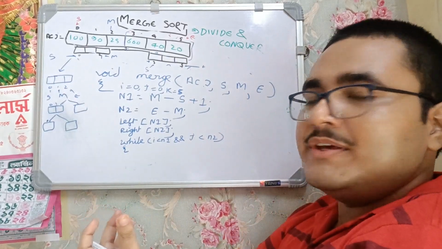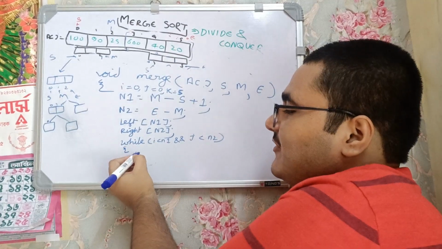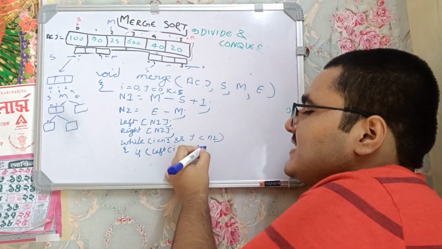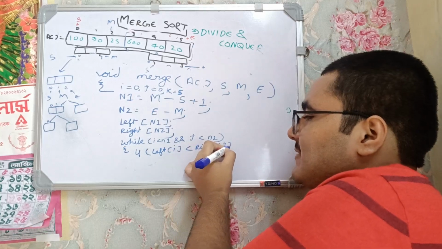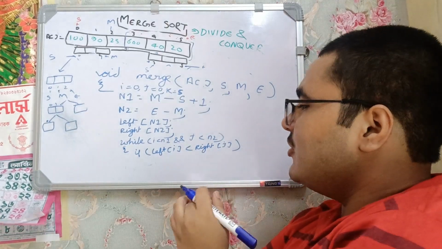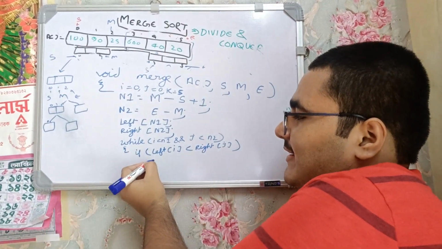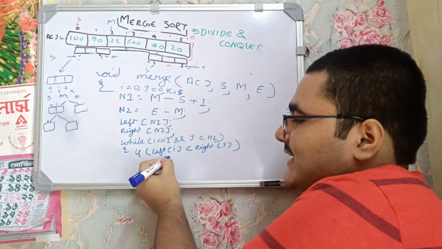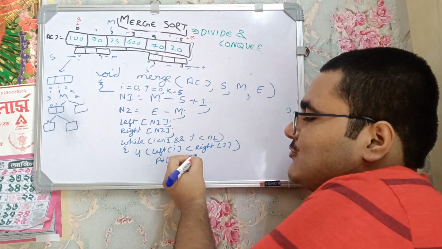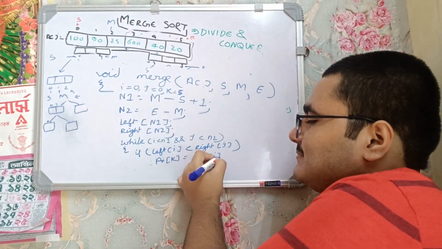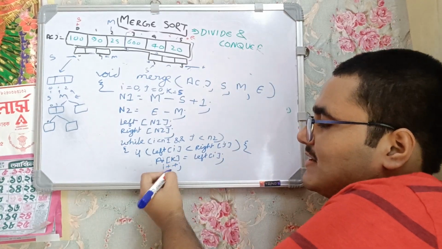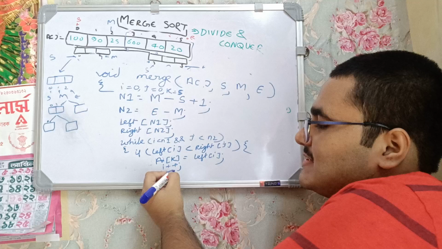And what were we doing? Simple checking. If left of i is less than right of j, fine. If left of i is less than right of j, then arr of k is equal to left of i, right? Opening brace here, then i plus plus, and then k plus plus, right?